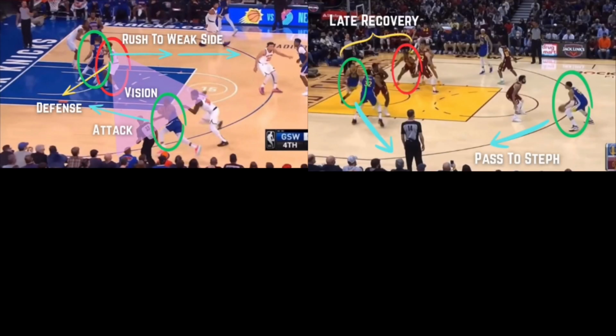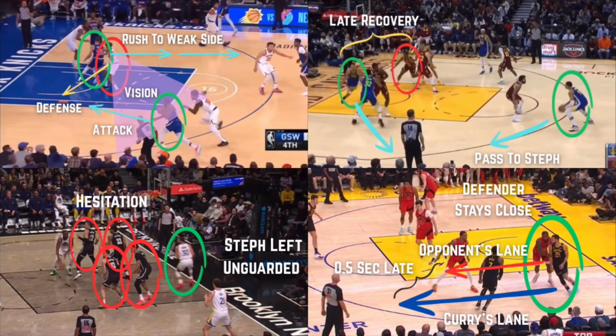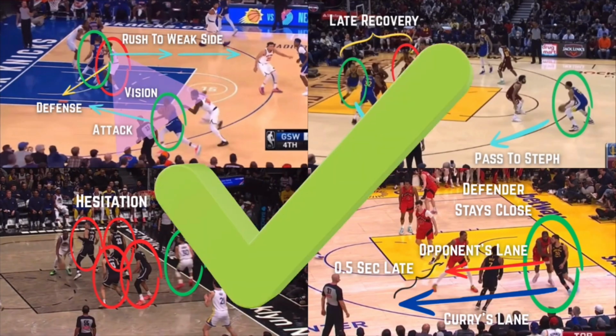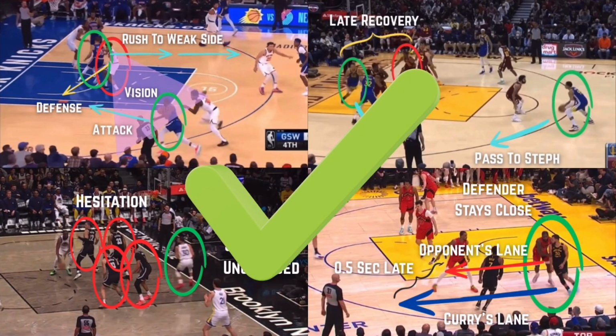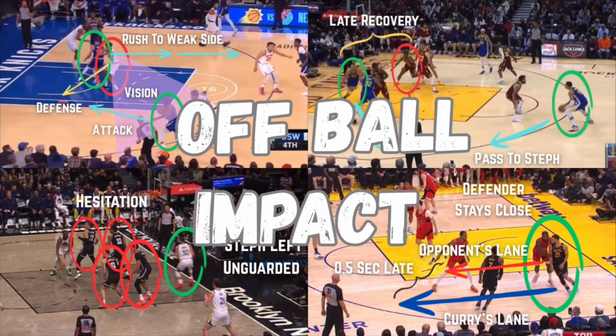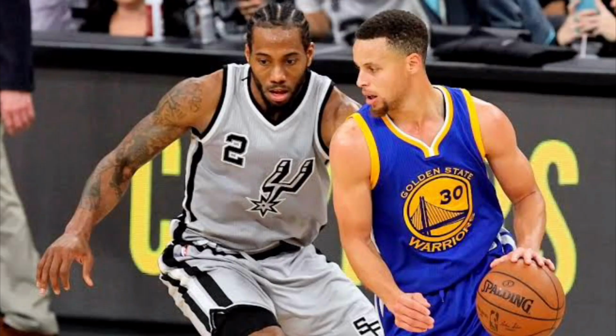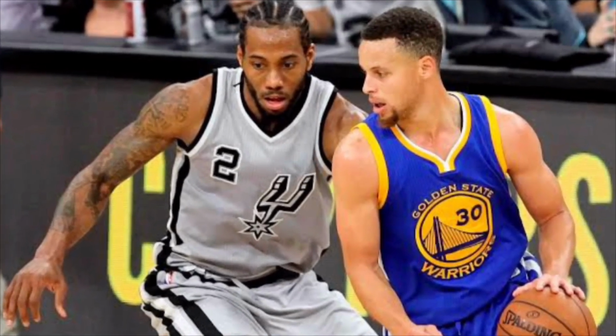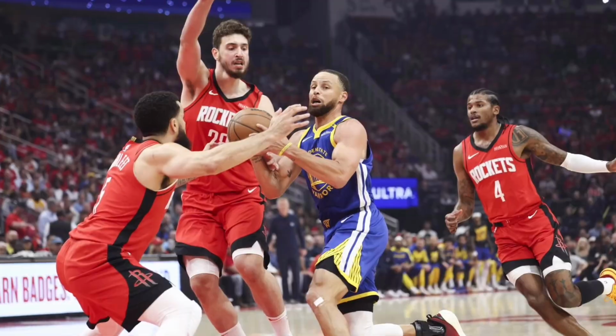So when a possession breaks down, it often looks like bad defense. But in reality, the defense made the correct read just slightly too late. That's the real damage of off-ball impact. This is why Steph doesn't need the ball to punish you. He's not forcing mistakes with dribbles, he's forcing them with movement and attention. And that's why even elite defenses can look helpless. Not because they don't know what to do, but because they don't have enough time to do it.